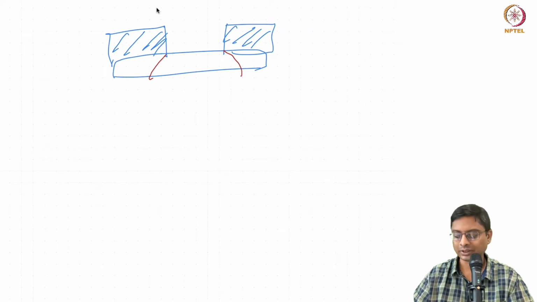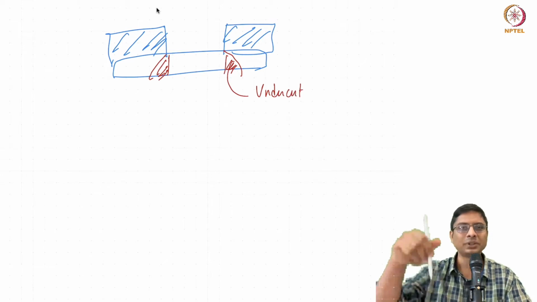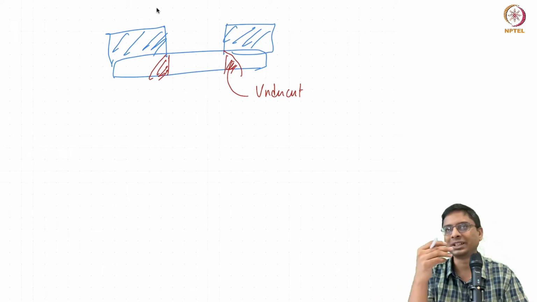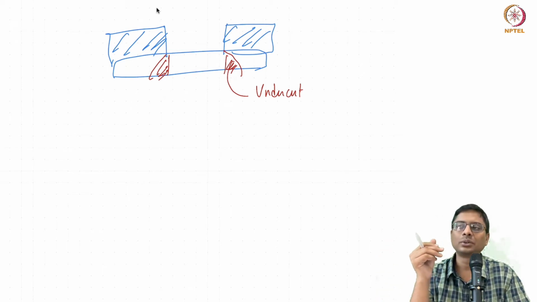You can have what is called an undercut. Okay, undercut. Because you can't force the liquid only to go where exactly the mask is. It's going to undercut, right? That's what we have seen many times. We see that. So this undercutting is important when you go to nanostructures.